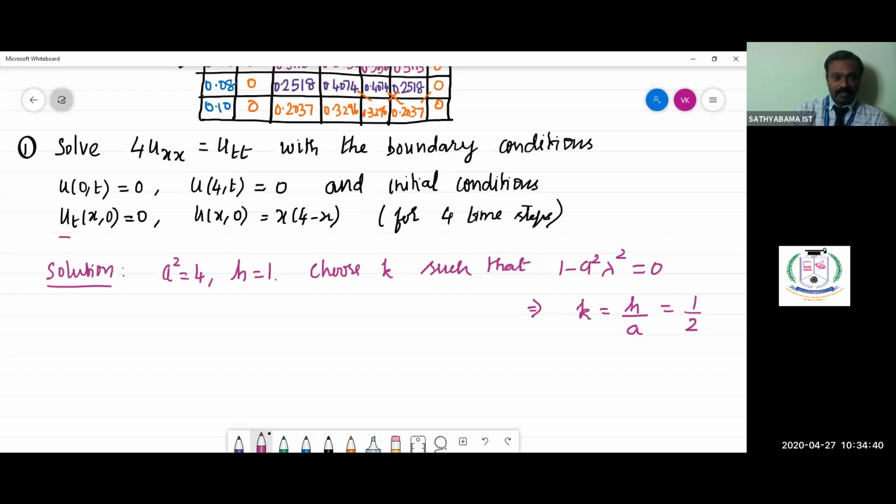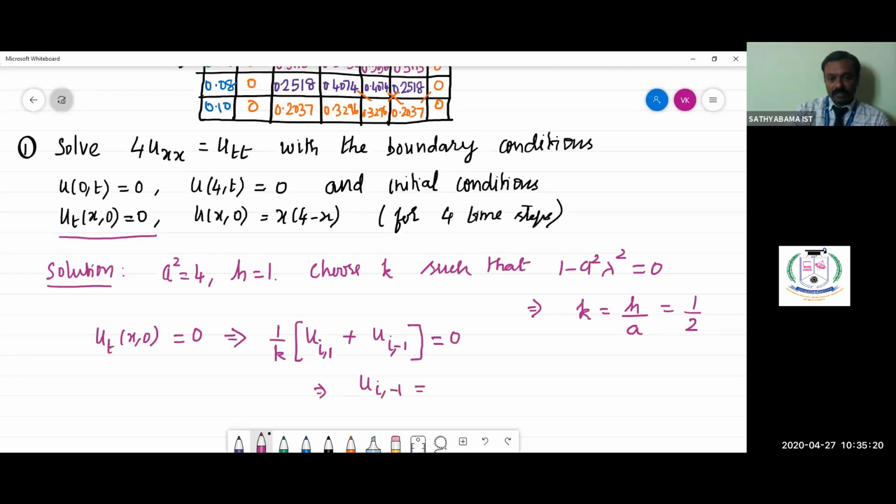But we are not given the boundary, instead we are given the first derivative u_t(x, 0) equal to 0. But we know the corresponding difference coefficient is 1 by k into (u_{i,1} plus u_{i,-1}) is equal to 0. So we have u_{i,-1} is equal to minus u_{i,1}.